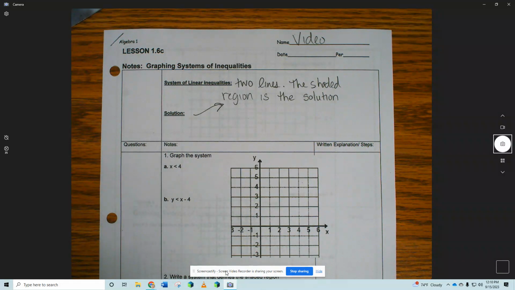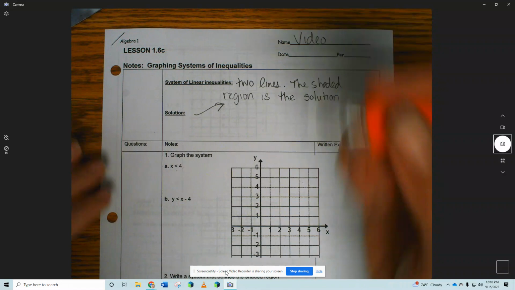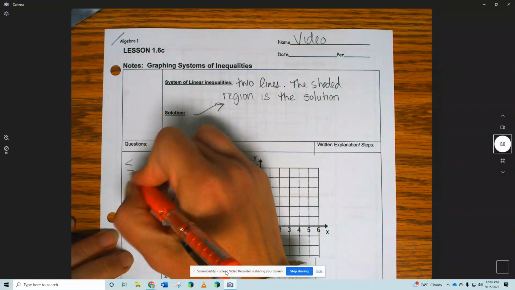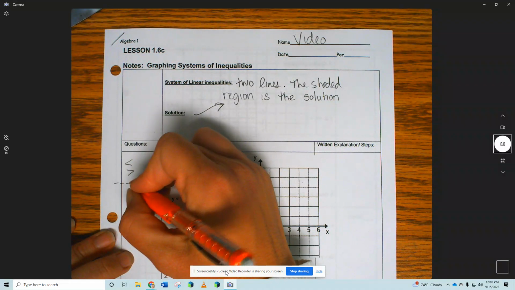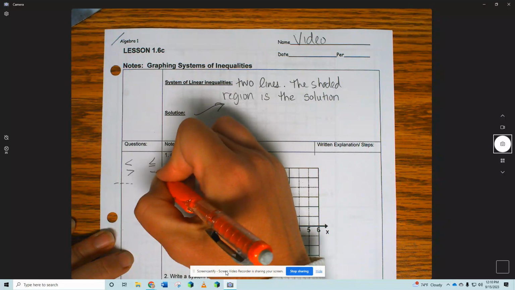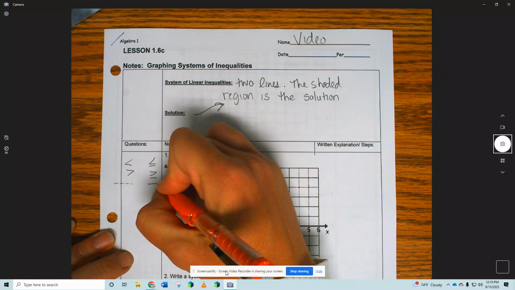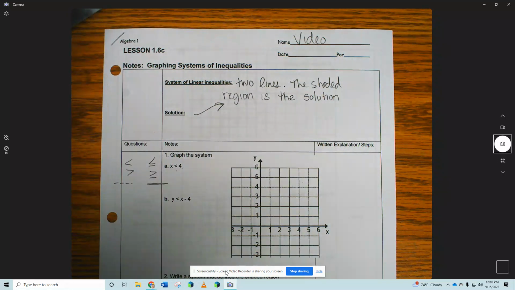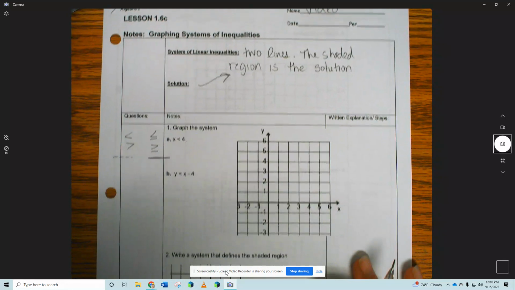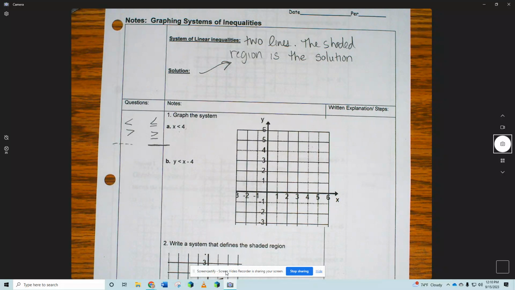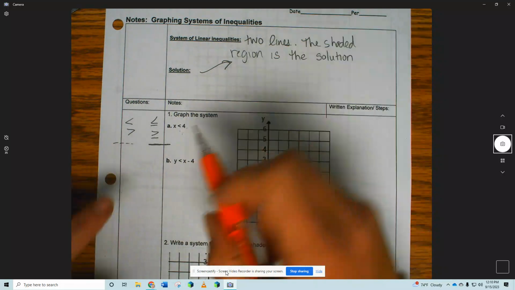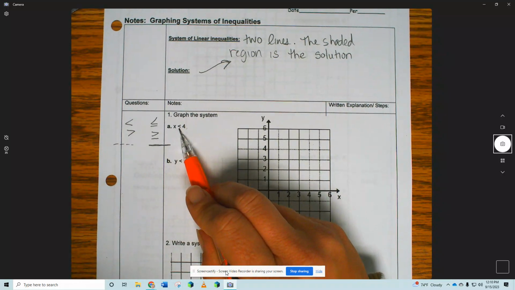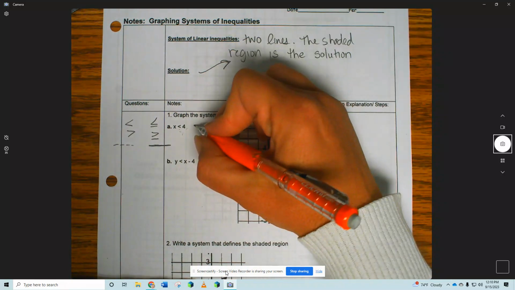All right, so x is less than 4. Real quick, less than, greater than is going to be a dotted line. Less than or equal to, greater than or equal to is going to be a solid line. You need to know that. X is less than 4. Is this going to be solid or dotted? Dotted. Or some people say dashed.